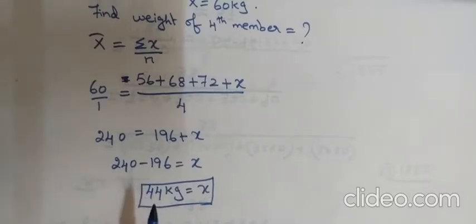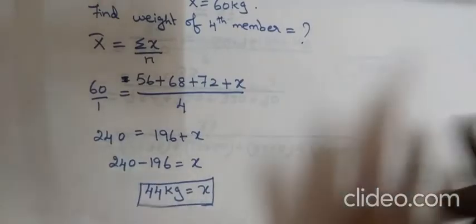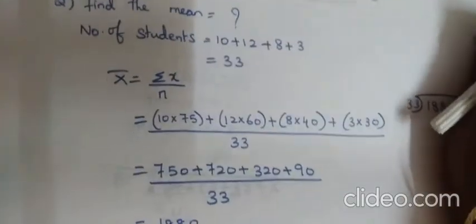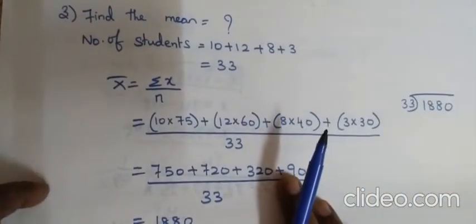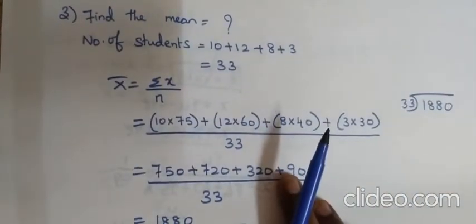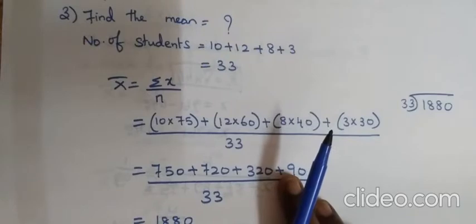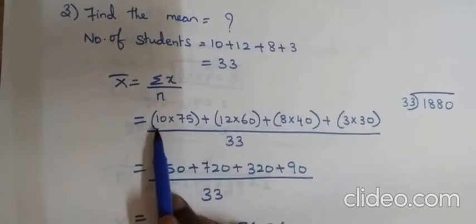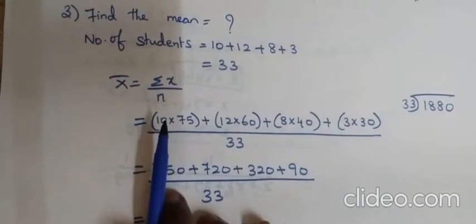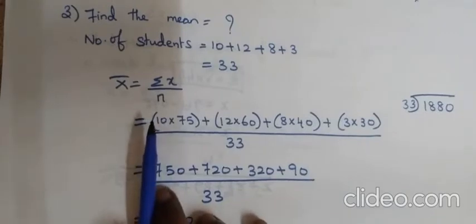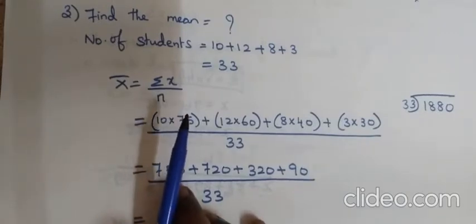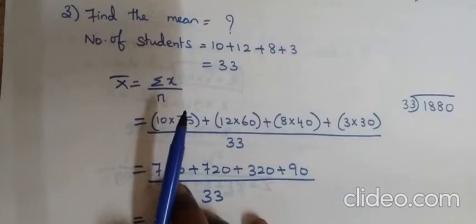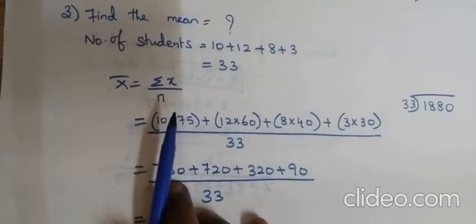Yes. Next question. Third question. In a class test in mathematics, 10 students scored 75 marks. 10 students means we have to add 75 plus 75 plus 75. This is the shortest method, 10 into 75. Then 12 students scored 60 marks. 8 students scored 40 marks. 3 students scored 30 marks. Find the mean of that score.